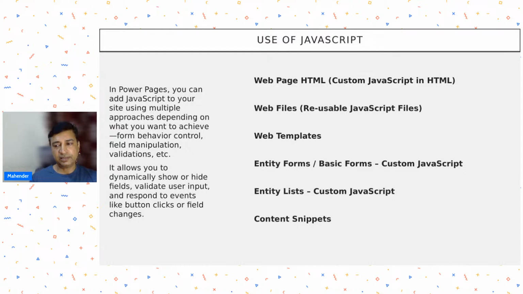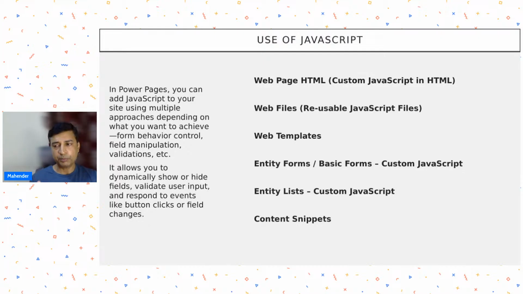And then the last one is the content snippet, where we can also use JavaScript, and we can create common places. These content snippets also can be referred to on different pages. So that's another way we can utilize our JavaScript on these Power Pages.